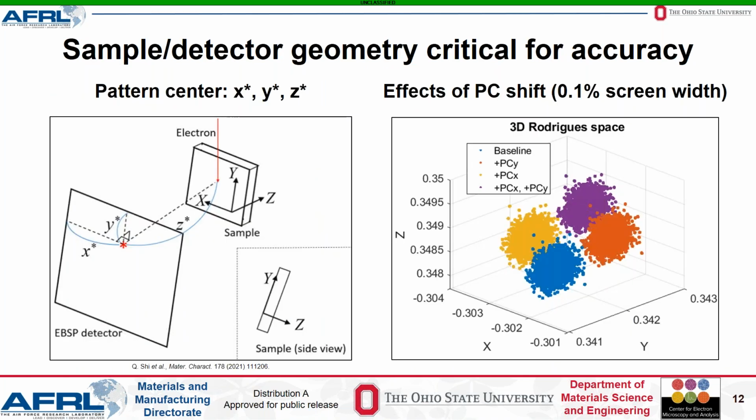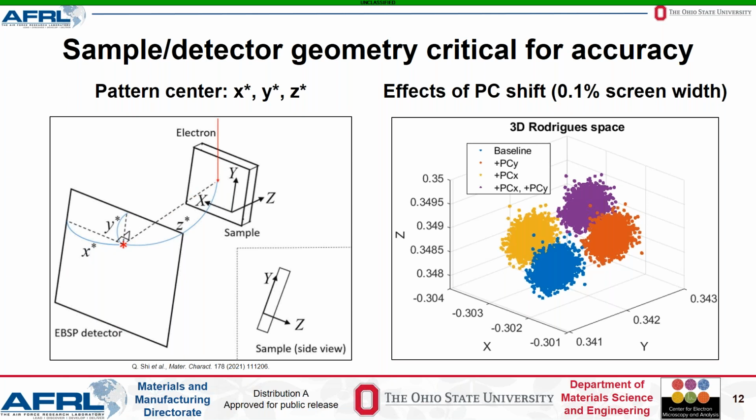You may have noticed that throughout this presentation, I've specifically referred to precision in orientation indexing rather than accuracy. The latter is significantly more difficult to achieve, with one of the primary sources of inaccuracy being errors in determination of the pattern center. This is a numerical value representing the relative position of the scan point from which a given pattern originates and the EBSD detector that captured said pattern, or in other words, the sample detector geometry.